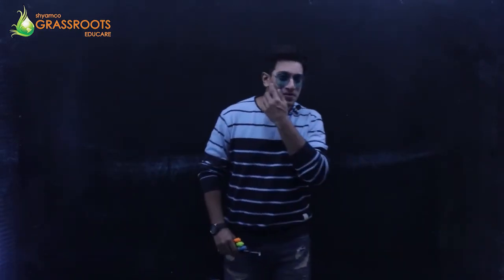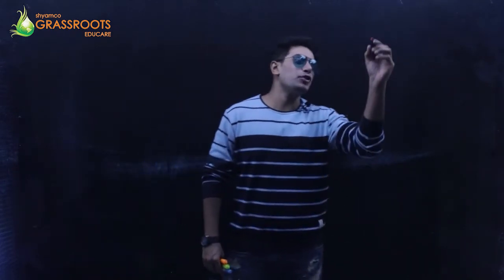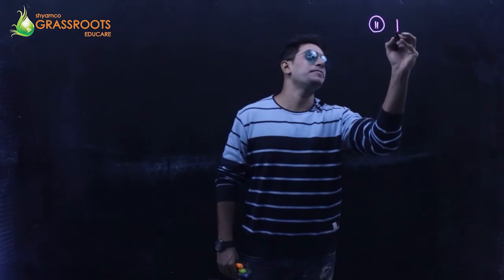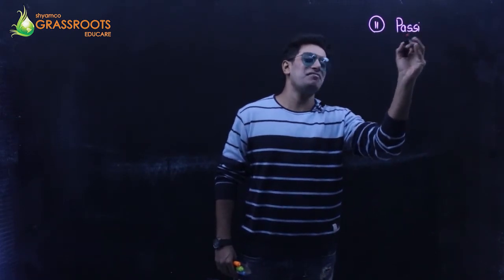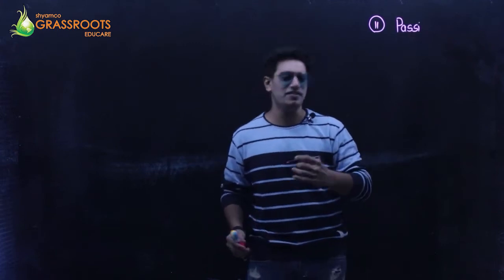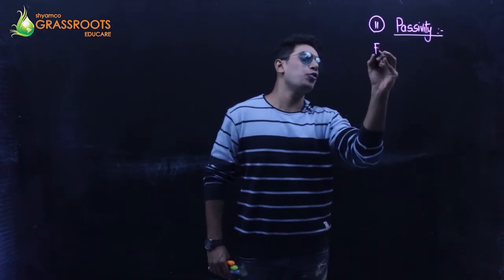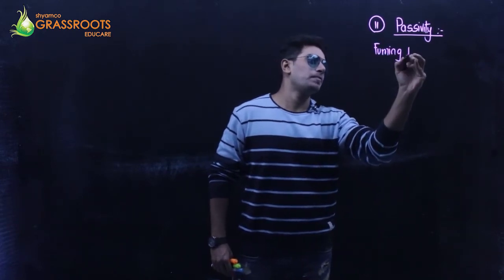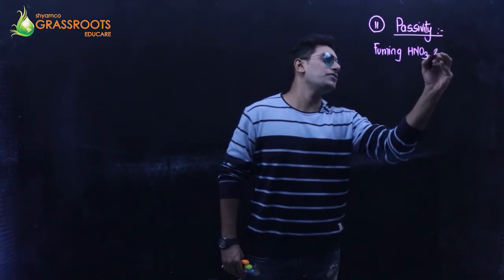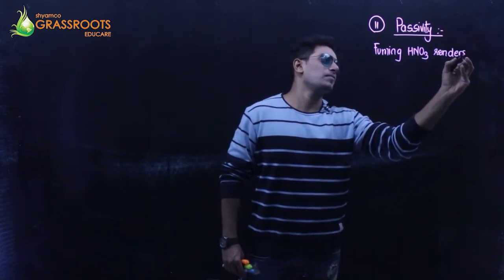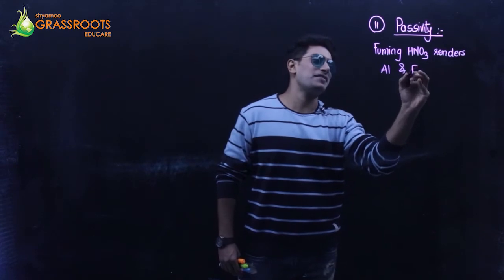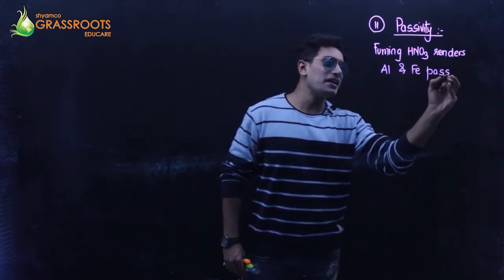The 11th question. Fuming nitric acid turns Al, aluminium, and Fe passive. So the 11th question is about passivity. Passive is not active. I will say fuming nitric acid renders, means makes, Al and Fe passive. How does it make it passive?